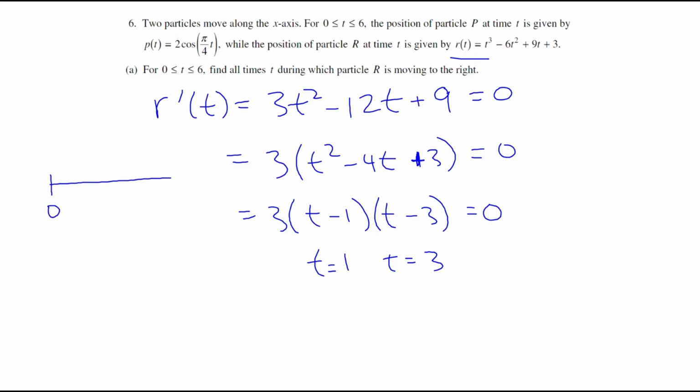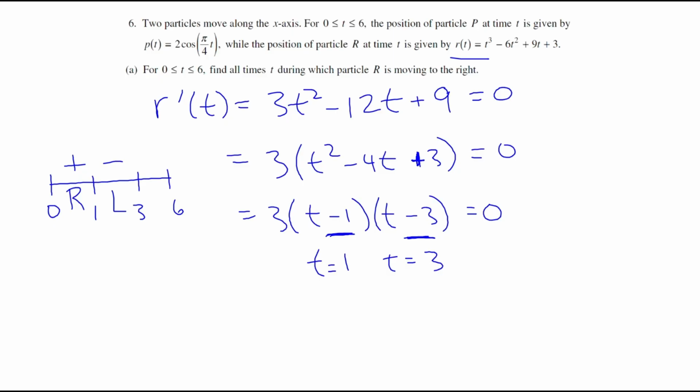I think it's easy to make a sign chart to see if the velocities are positive or negative. So if I plug in something between 0 and 1, like a half, both t minus 1 and t minus 3 are negative. So we end up with 3 times a positive, meaning the particle is moving to the right. And then if we plug in something between 1 and 3, like 2, t minus 1 is positive, but t minus 3 is negative. So we have a positive times a negative there, which gives us a negative, and we're moving to the left.